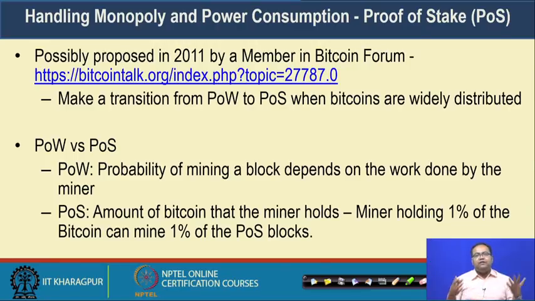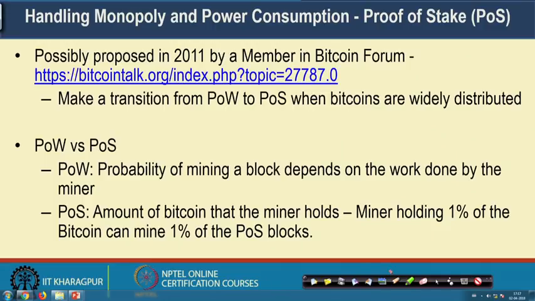So, to handle these two problems, monopoly and power consumption, in a proof of work based system, different other consensus mechanisms came into practice. One popular one is the proof of stake mechanism. The proof of stake mechanism was possibly proposed in 2011 by a member of the Bitcoin forum. The idea was that you make a gradual transition from a proof of work based system to a proof of stake based system when the Bitcoins are getting widely distributed.